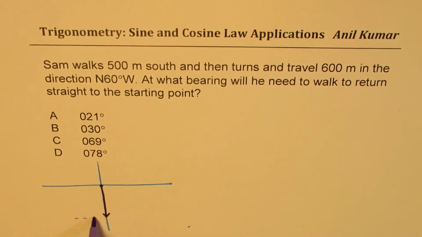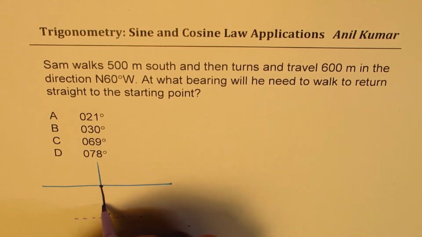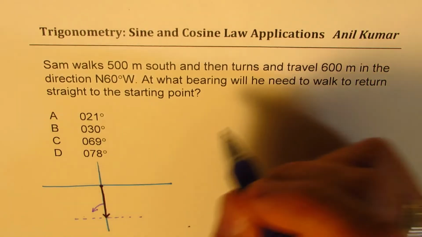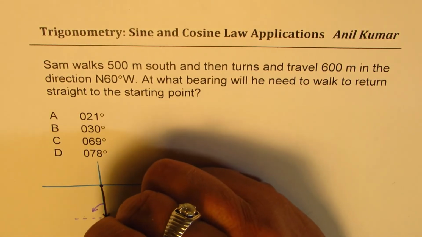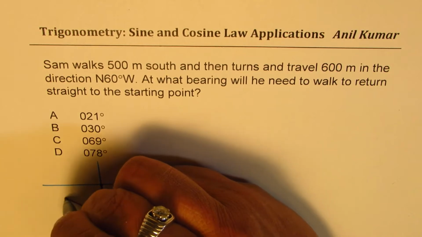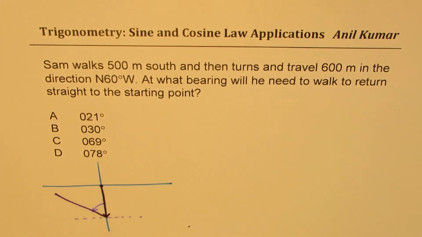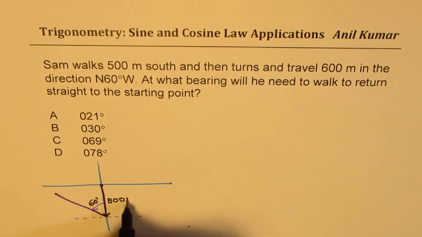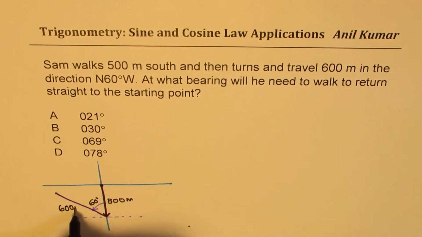So whenever such directions are given to you, it's better to make a scale like this, right? So from north 60 degrees west, let's say this is our 60 degrees west. So that becomes the direction, and 600 meters, so slightly longer than this, let us say kind of like this. So that becomes the position. So this is 60 degrees for us. That is 500 meters. And this is 600 meters.